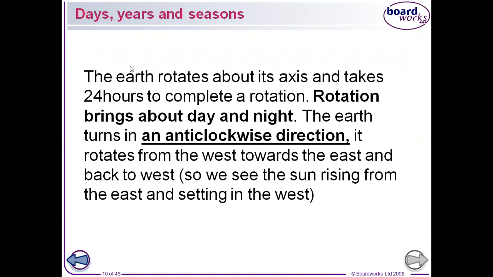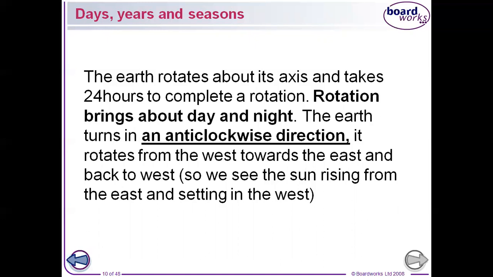Because of these, how do we have night and day? What is actually the cause of night and day? The cause of night and day is simply due to the rotation of the Earth around its axis.